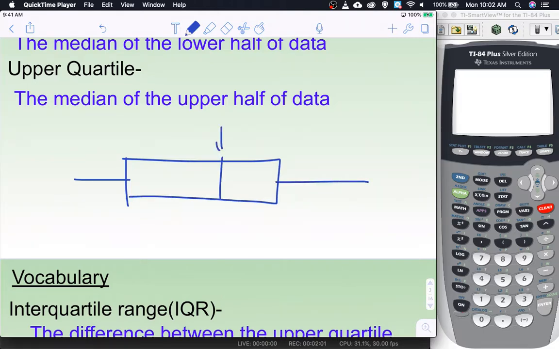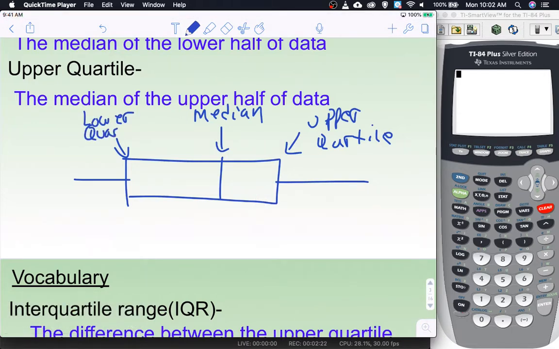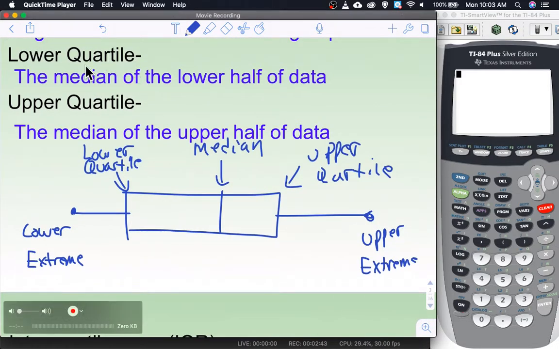So this is your median. It is the number in the middle. This is called the upper quartile. It is the median of the upper half of the data. This is your lower quartile. It is the median of the lower half. You also have up here an upper extreme, and on the other end a lower extreme. Okay, so that makes a little bit more sense of these vocab words.